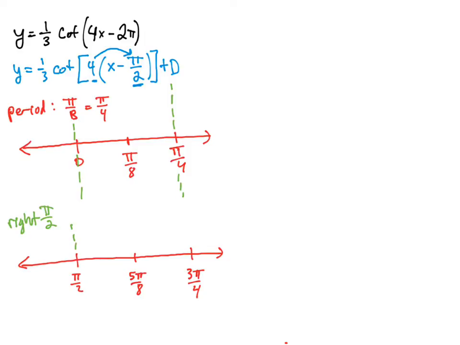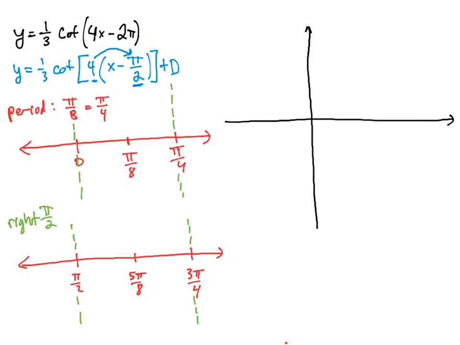So now pi over 2 will be the beginning value of the period, so that's where the asymptote is. Then 3 pi over 4 is the ending value of the period. It's where the other asymptote is going to be. Let's go ahead and come up with the graph. So we'll start at pi over 2. We'll end at 3 pi over 4. And then we're going to cross right in the middle at 5 pi over 8.